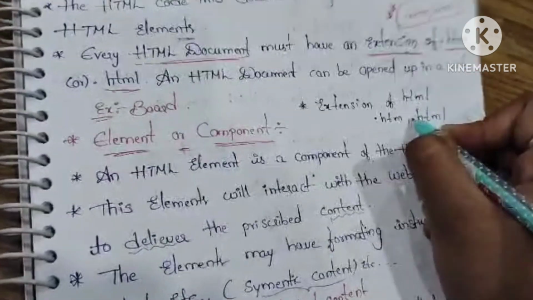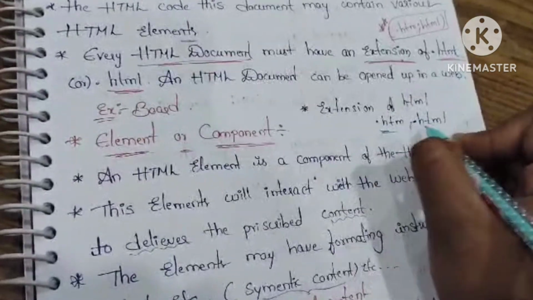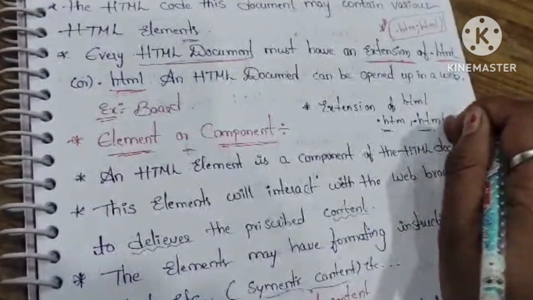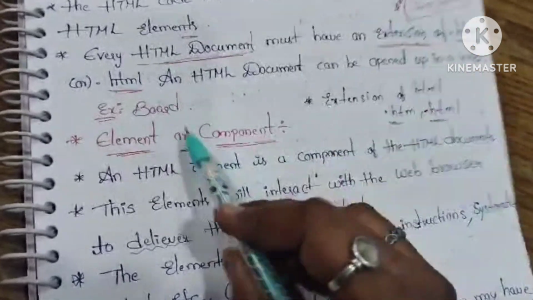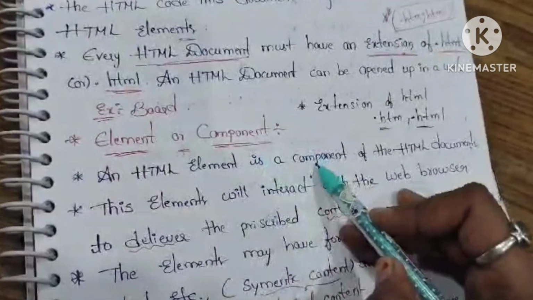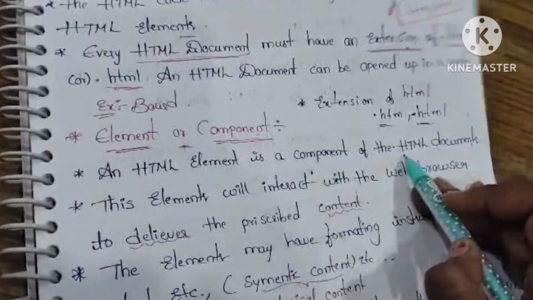Next, what is the use of the document? We can write any programming language with the extension, which means we can see the file as an .html file. Okay. Next, elements and components.